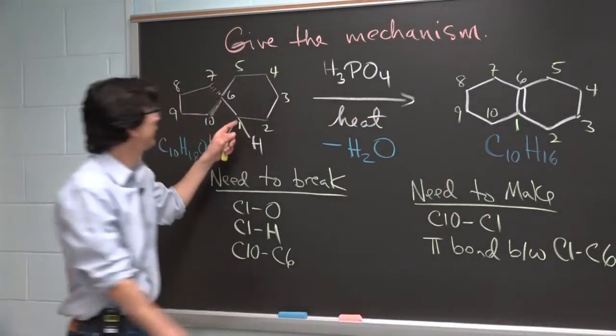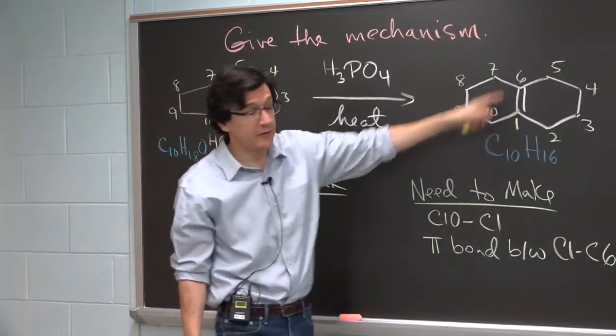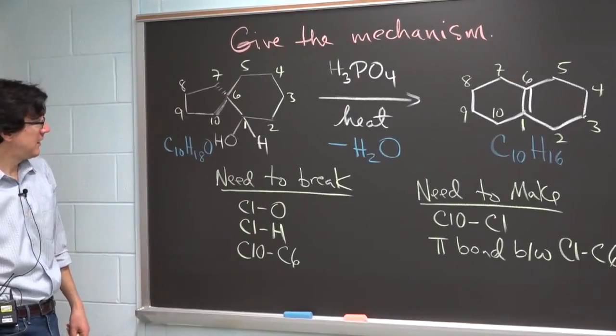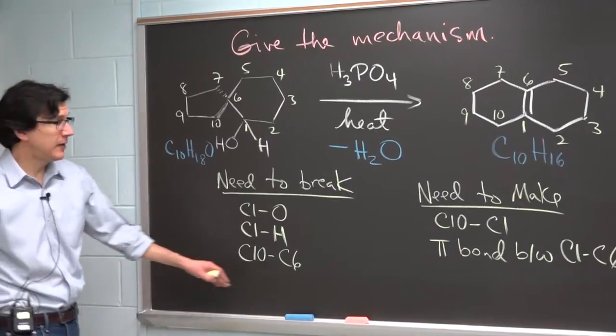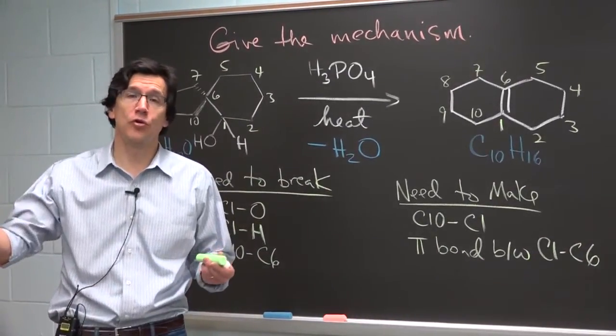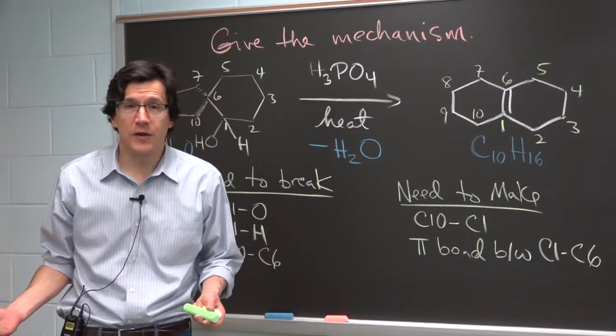Carbon 1 and carbon 6 are already sigma bonded in the starting material, but in the product there's a double bond there. And maybe that is it as far as what I have to do. So sometimes this kind of analysis will give you a checklist so that as you go through your mechanism, you can see whether you're accomplishing anything on this list.